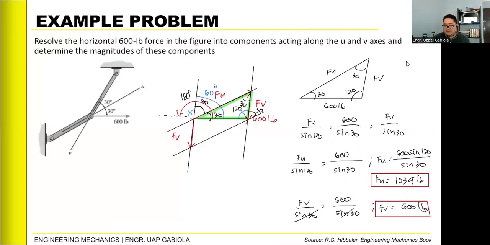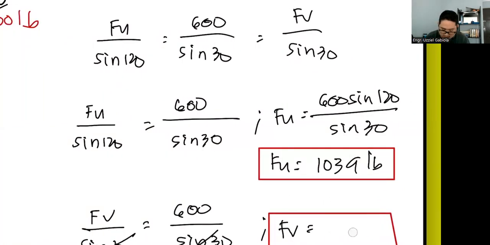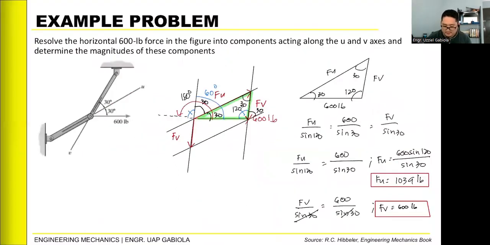Okay? So, mapapansin niyo yung value ng FU is greater than dun sa resultant natin na 600, which is possible, no? Hindi siya imposibleng mangyari. So, possible siya and acceptable. So, sometimes component can have a greater magnitude than those sa resultant natin. Okay? So, yeah. So, ayusin ko lang yung sulat, no? This is 600 pounds. Okay? Next.